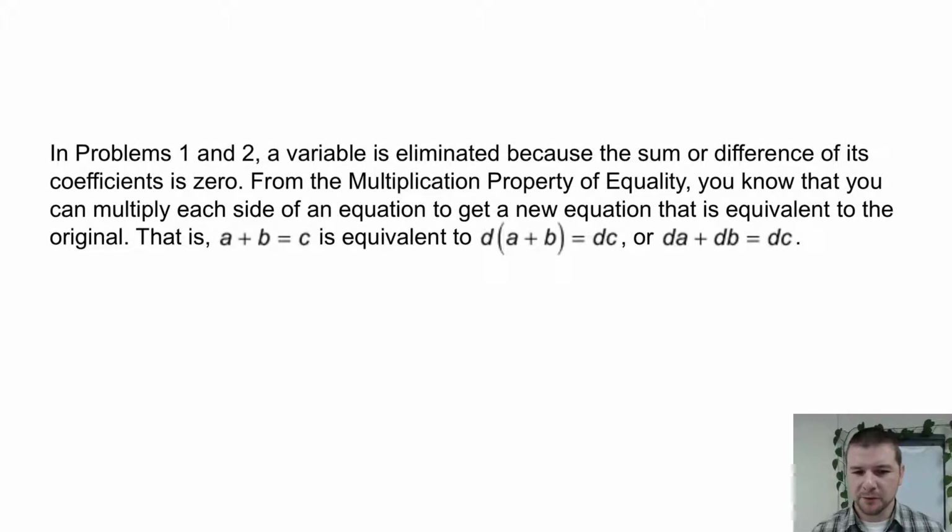In problems 1 and 2, a variable is eliminated because the sum or difference of its coefficients is 0. From the multiplication property of equality, you know that you can multiply each side of an equation to get a new equation that is equivalent to the original. That is, a plus b equals c is equivalent to d times the quantity a plus b equals d times c, or d times a plus d times b equals d times c.